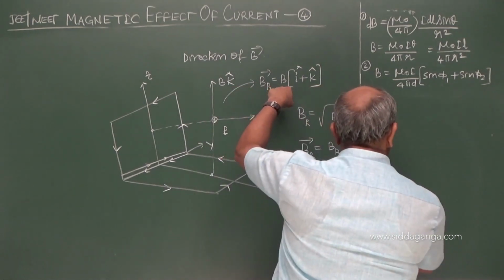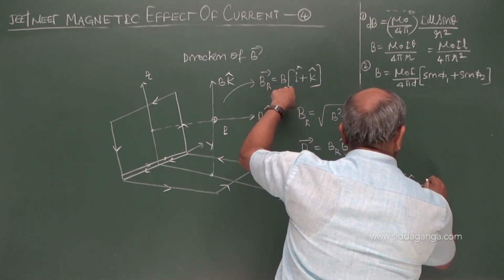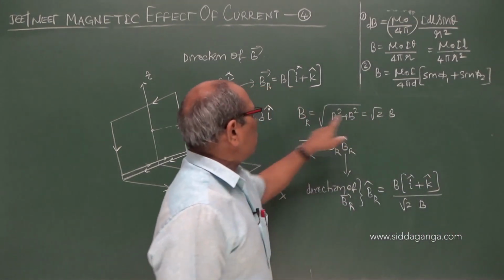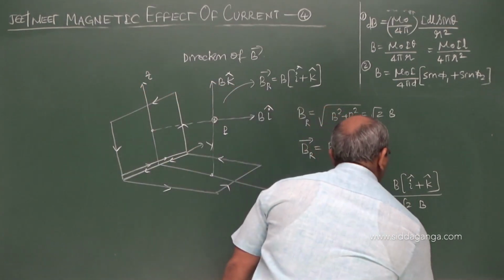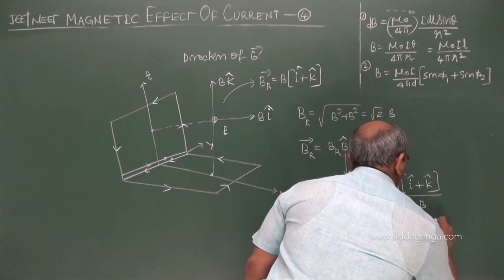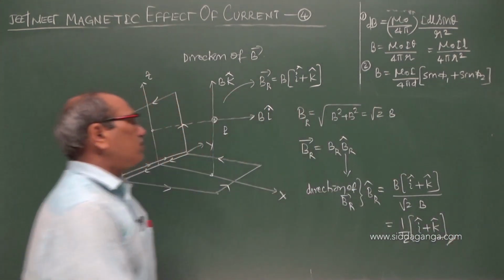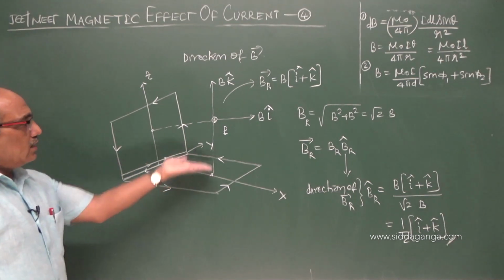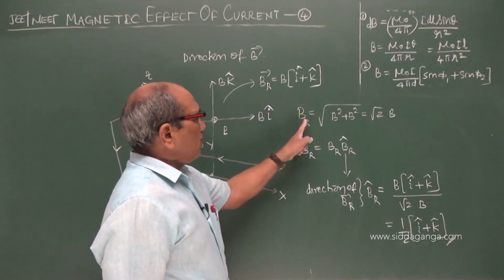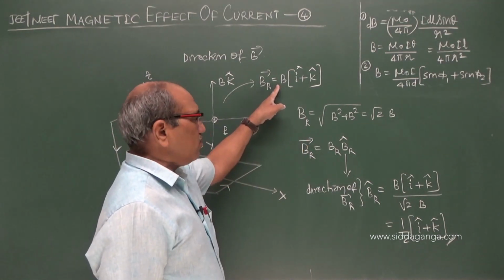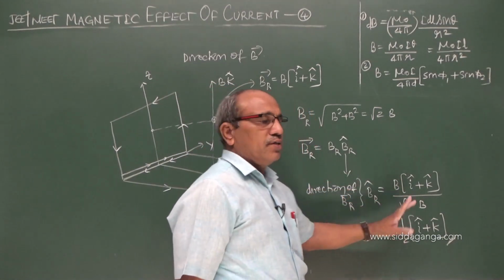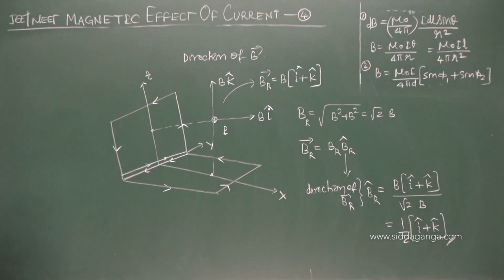B_R cap can be written. B_R vector is B into i plus k divided by root 2 B, because root 2 B is B_R. Therefore, the direction of B_R is 1 by root 2 into i plus k. This is the answer. I think you followed. This direction is upward along Z direction, this is along X direction. If you want direction, it is the vector divided by the magnitude of it. That's the solution available for that.